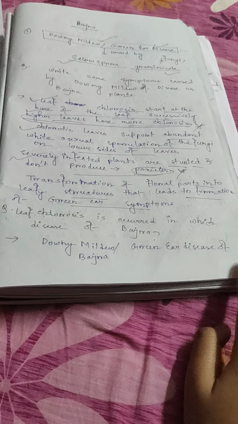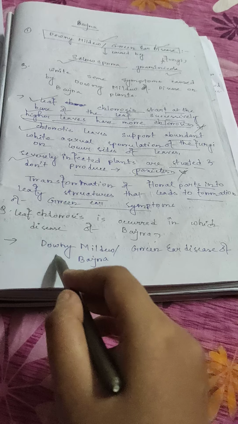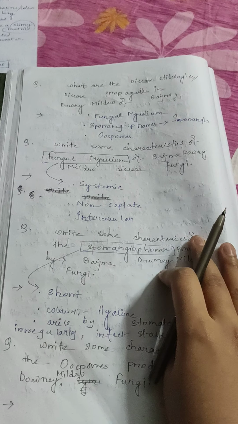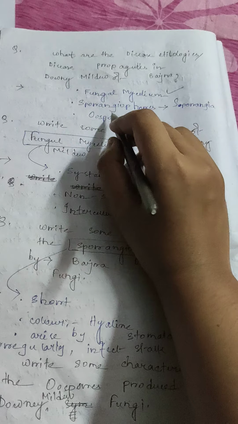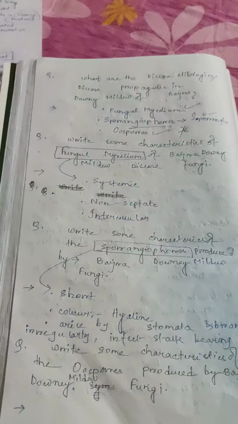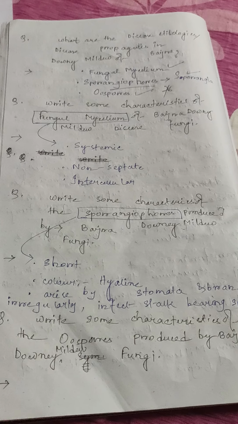Leaf chlorosis occurs in which disease of bajra? Leaf chlorosis occurs in downy mildew or green ear disease of bajra. What are the disease etiologies or disease propagules in downy mildew of bajra? Fungal mycelium, sporangiophores that produce sporangia, and oospores. These are the three types of disease etiologies.